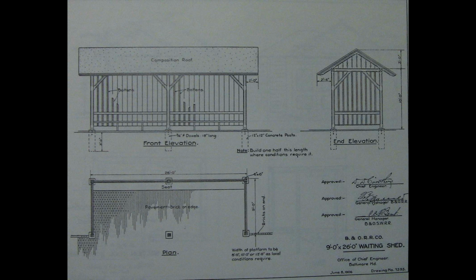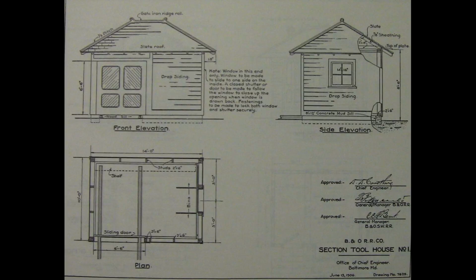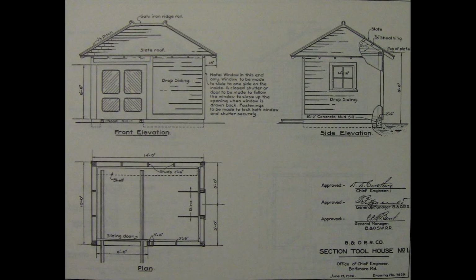Just little waiting sheds in small areas that had passenger service into town. A lot of these were there. Section tool houses. In the old days, these were every so often along your railroad. Different railroads spaced them differently, but they all had section gangs that took care of the railroad in that specific area. And there were just a lot of these along the railroad back in the day.